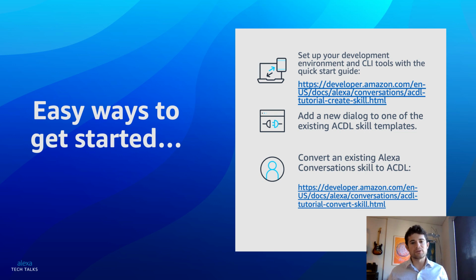Once you've been able to do that, the third thing I recommend, if you're able, is to take an existing Alexa Conversations skill that you have in your account and export it to ACDL, to then experiment with more advanced features on maybe a real use case. So I think those three steps in that order are a great way to get involved. Of course, it's not the only way to get involved.